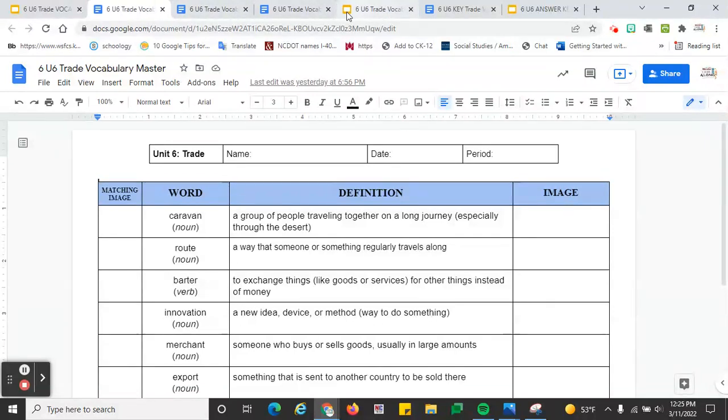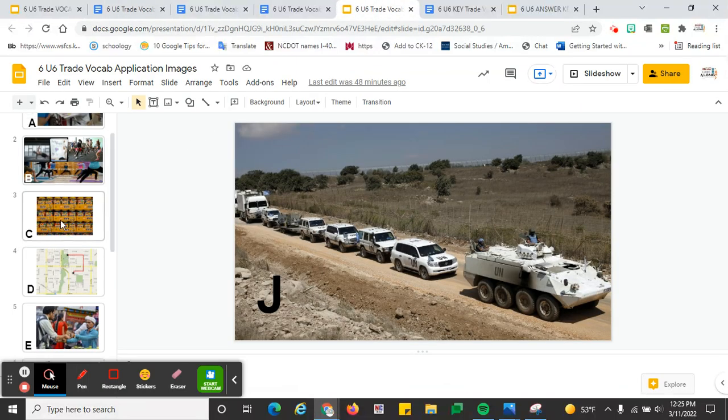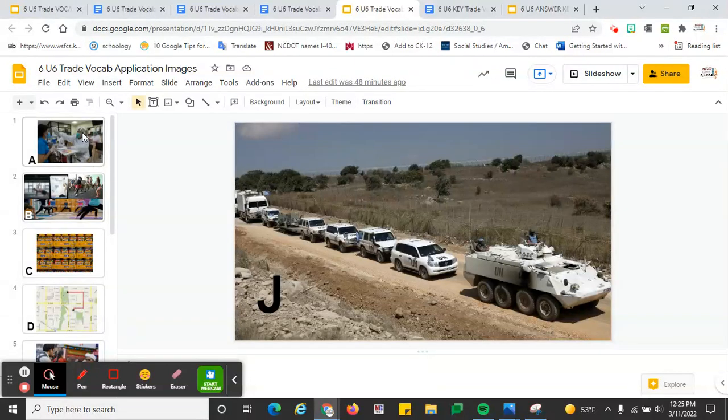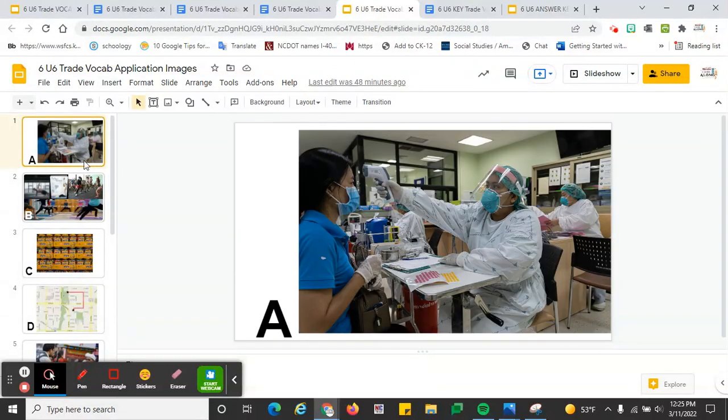Then the next part of it, the matching image, is after you've introduced the words to kids, you've talked about them and seen them in class, then you use this one, which is the applications. Here you've got a picture and this is something I do kind of like a gallery walk to get kids up out of their seats.